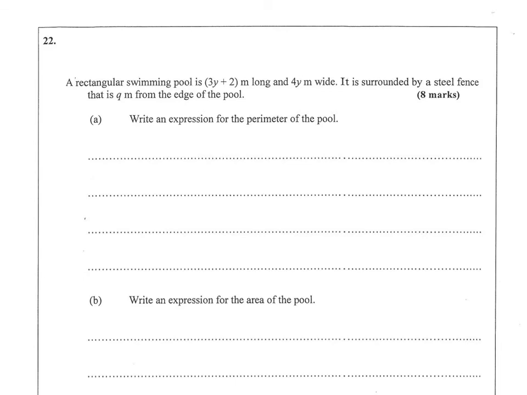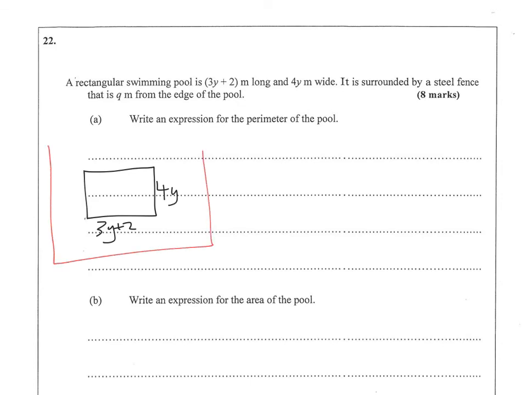Okay, 22. Now this question is actually quite easy if you just really do a good drawing. So it's saying that we have a pool which is length 3y plus 2 and width 4y. Now it is surrounded by a fence that is Q from the edge of the pool. So that means from there to there is Q, from there to there is Q, and all the way around.